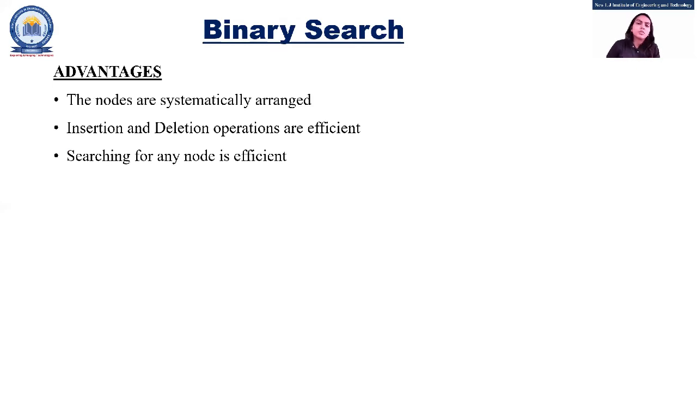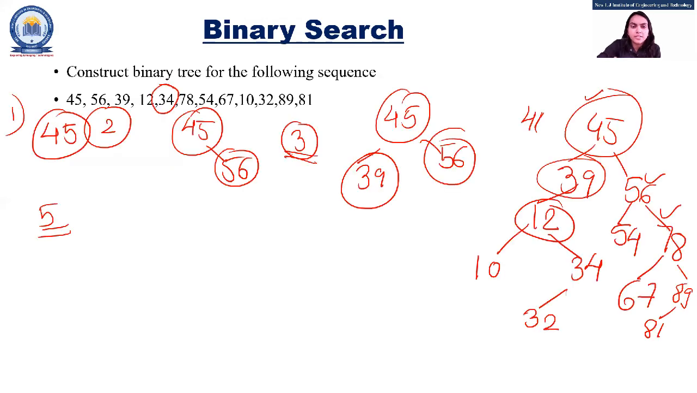And searching also becomes easy because we only have to search half the tree based on the value of the root node. So every time the searching process becomes half because we don't have to check the other half, because the nodes are arranged. So this was about binary search tree.